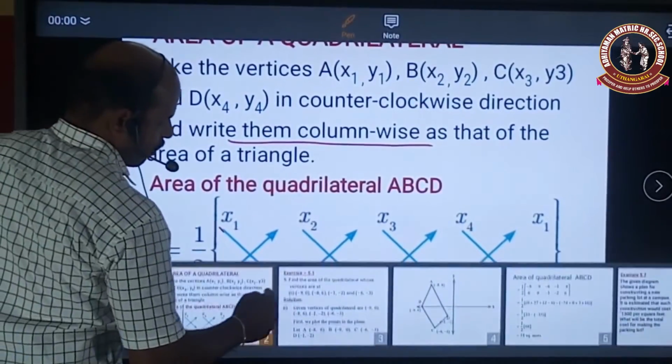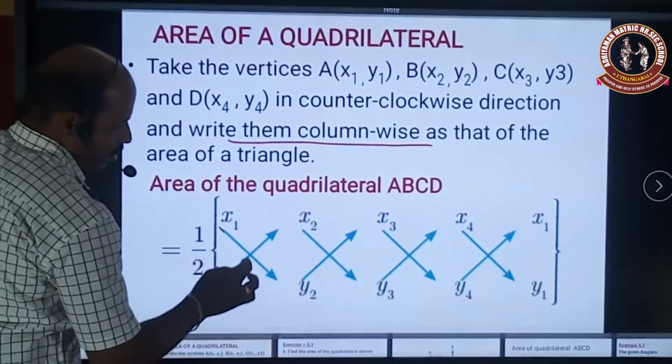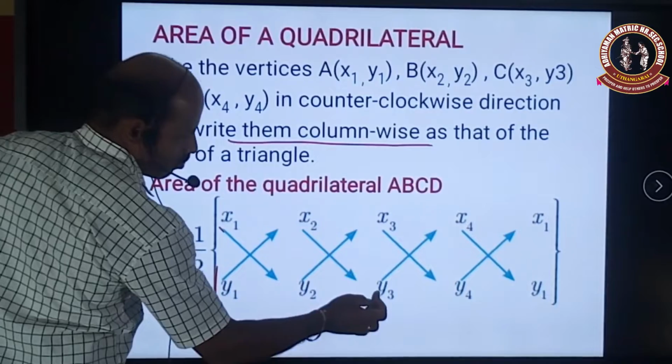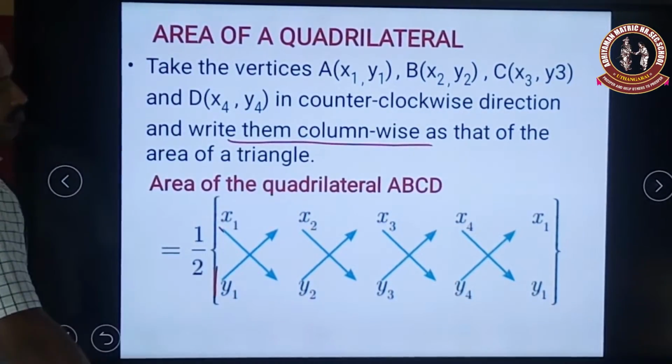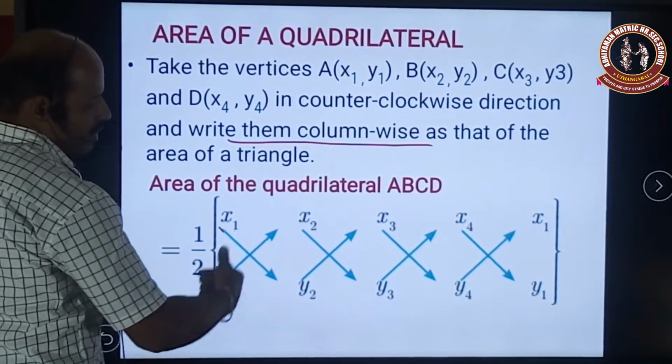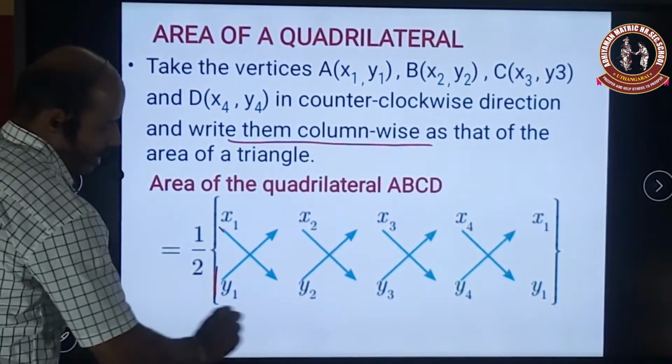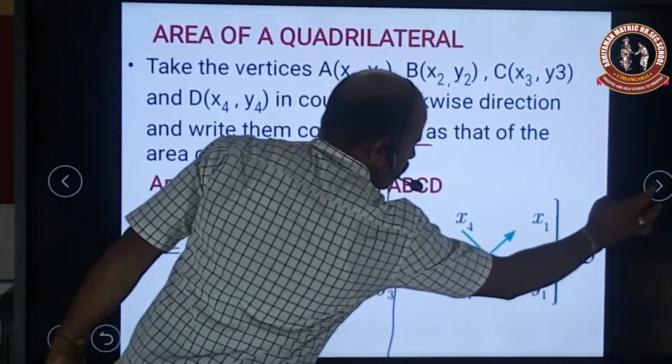Down arrow, multiply: x1 y2, x2 y3, x3 y4, x4 y1. Downside arrow, multiply. Next, upside arrow, with minus before it. See the next page.